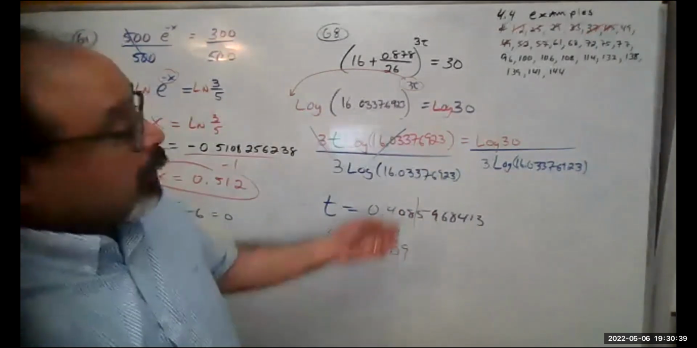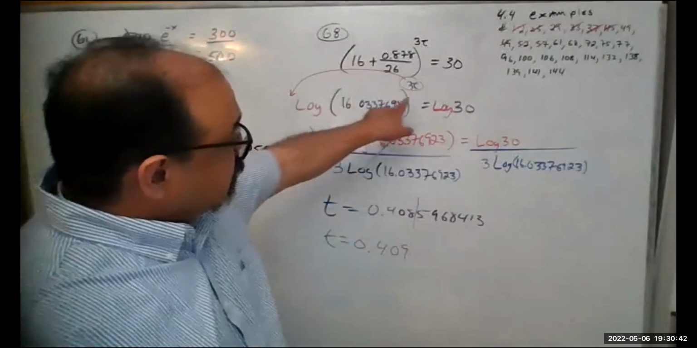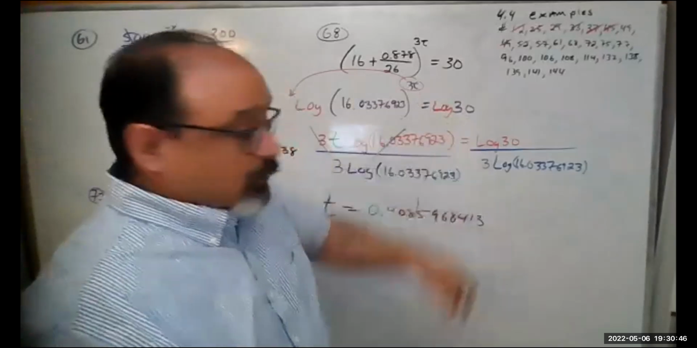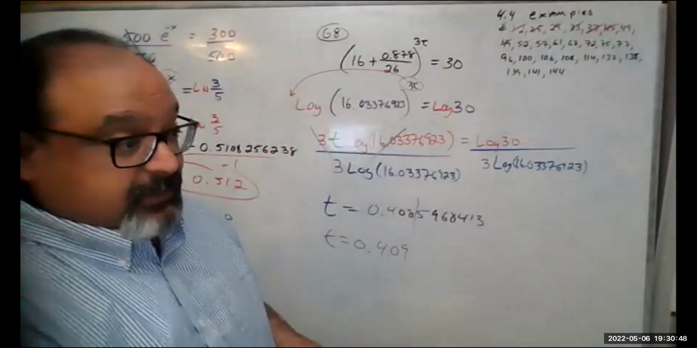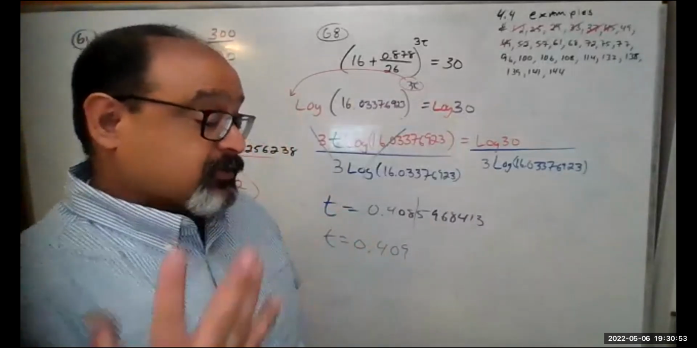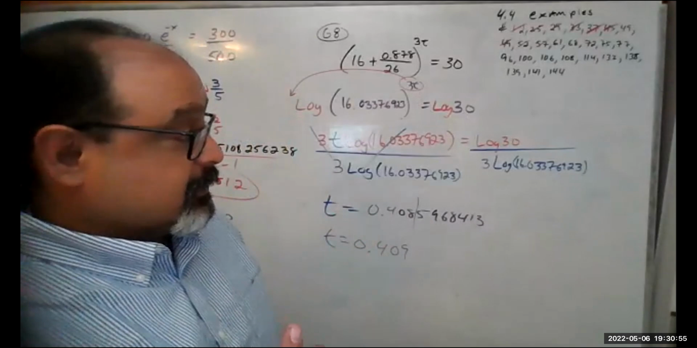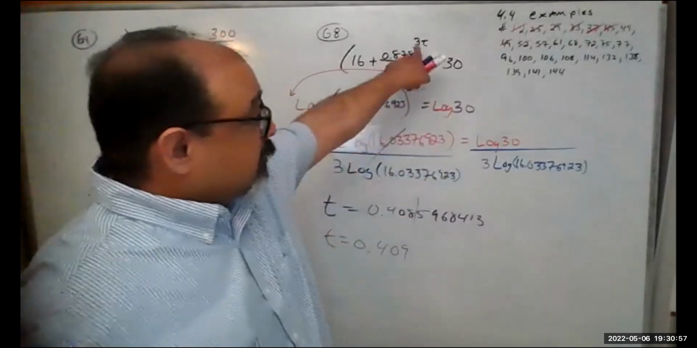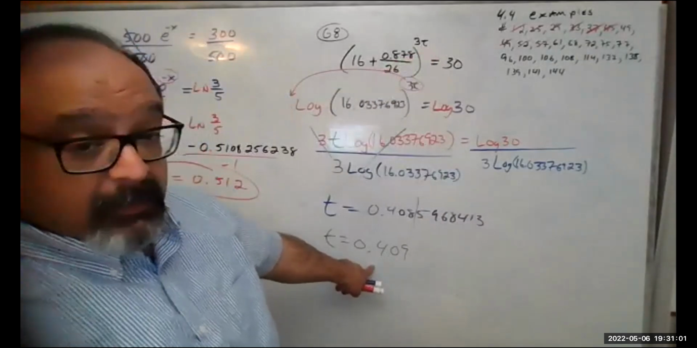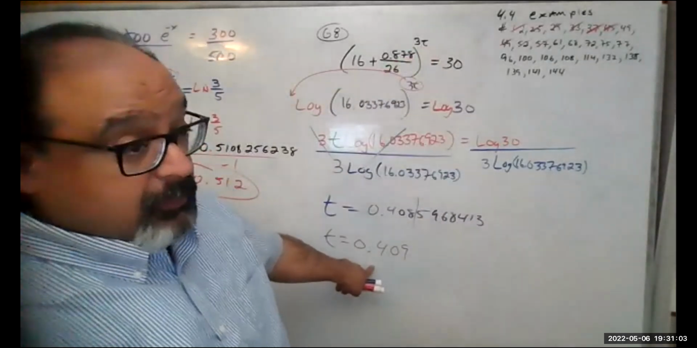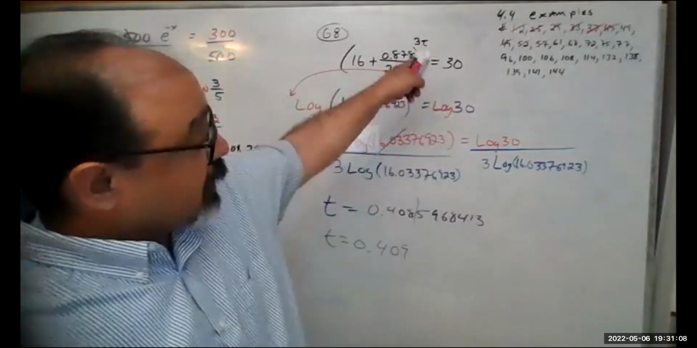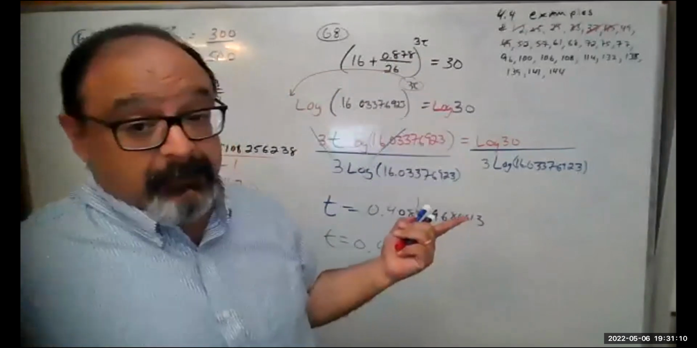It's got to be small. 16 to the 3t is 30. Well, 16 to the first is 16. 16 to the second, 16 squared, is 256. So 3 times t better be small. It can't be more than 2, definitely, but it's got to be more than 1. 3 times 0.409 is about 1.2 something.